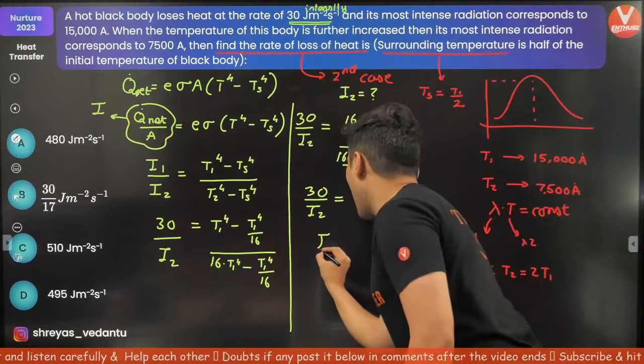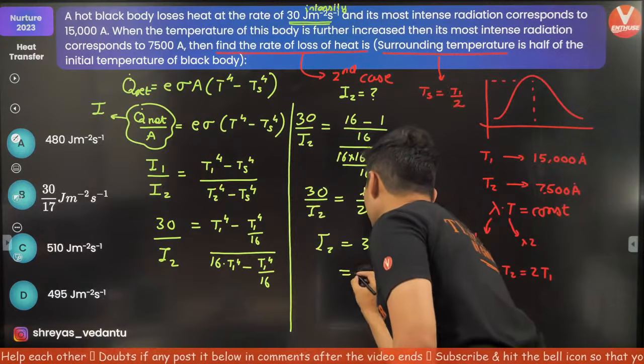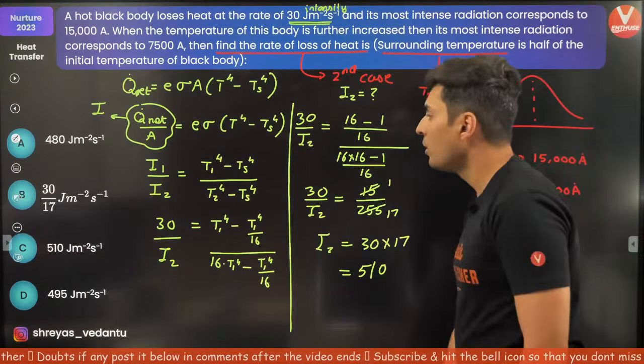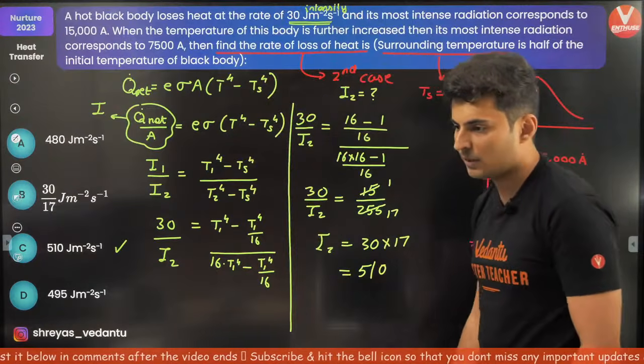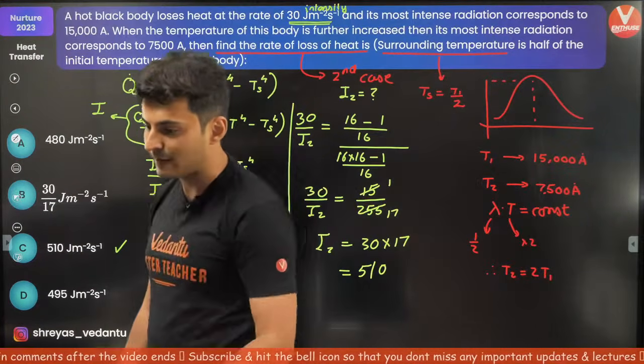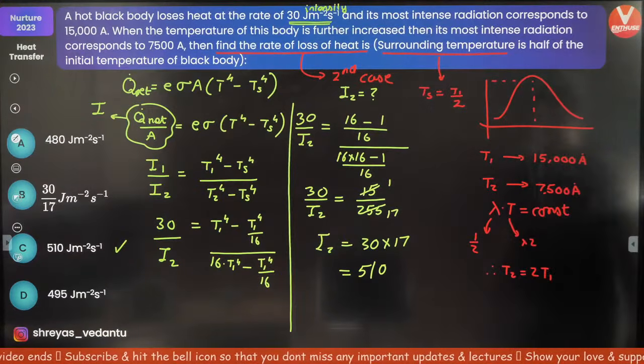So therefore, I2 will be 30 into 17. 17 3s are 51, so 510. Is there 510 in the answer? Yes, it is there. Perfecto. I hope this is clear. Yes, Abhinav, it is the answer.